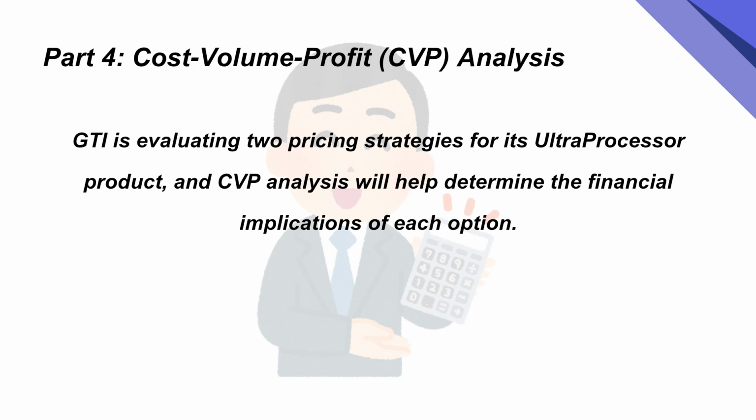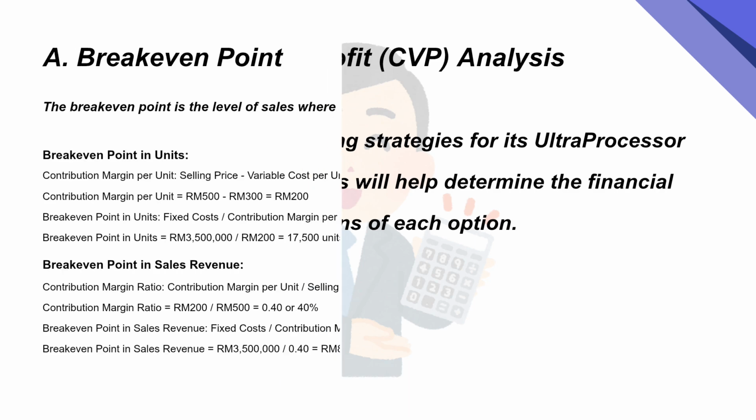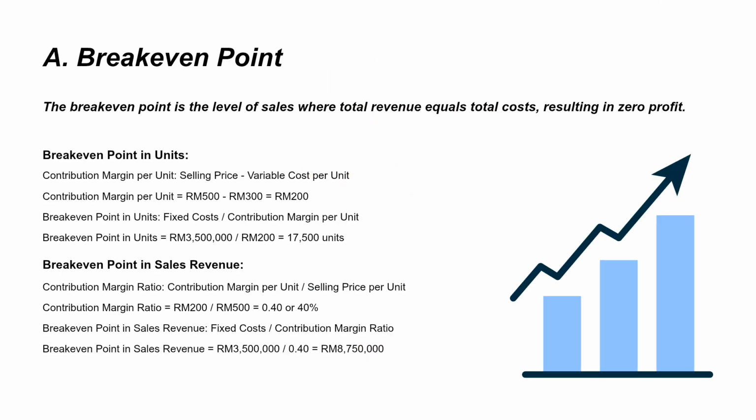The final part of the case study involves a CVP, cost-volume-profit analysis for GTI's flagship product, the Ultra Processor. The company is evaluating two different pricing strategies. First, let's calculate the break-even point for the current price of 500 ringgit per unit. The break-even point is the level of sales where total revenue equals total cost and we make zero profit.